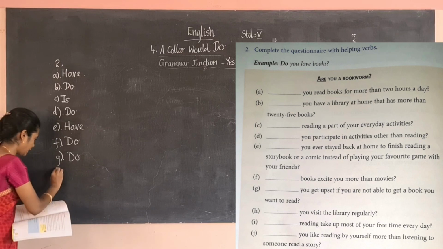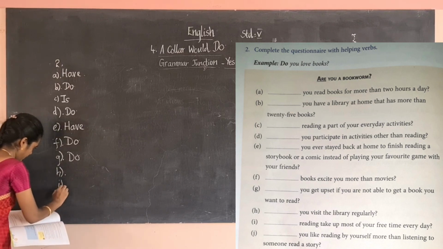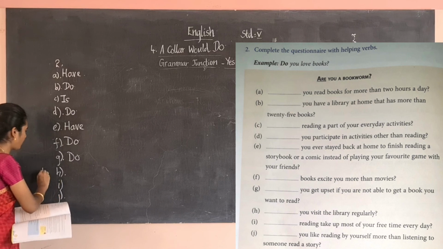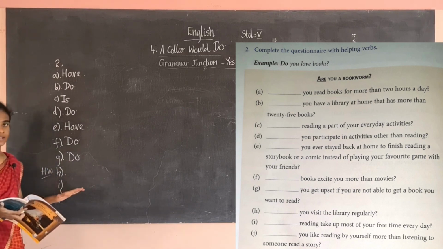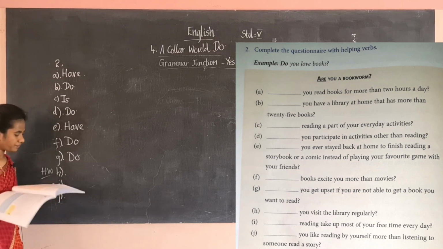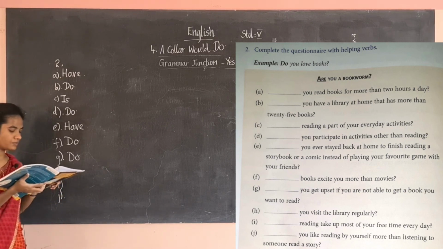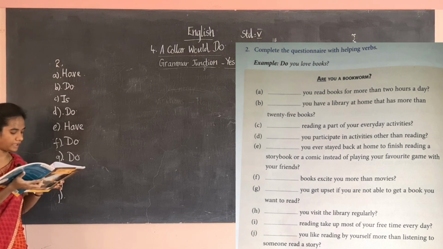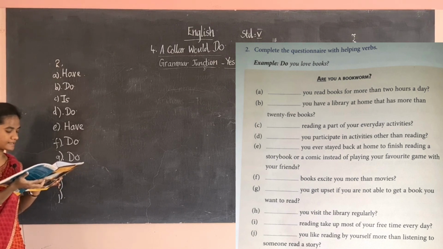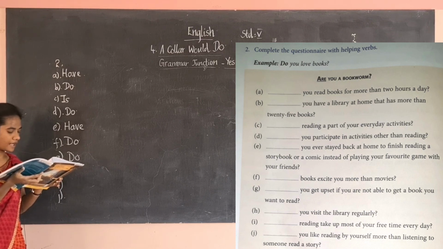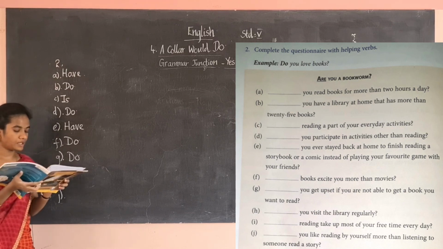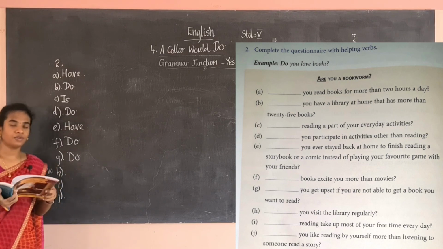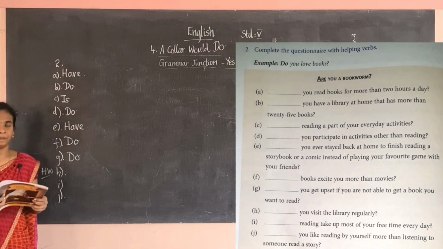Then next, H, I, J. These are the homework for you. You have to read the sentences and write the correct helping verbs. The questions are: dash you visit the library regularly? The next, dash reading takes up most of your free time every day? The next, dash you like reading by yourself more than listening to someone read a story? You have to fill in the blanks with the correct helping verbs.